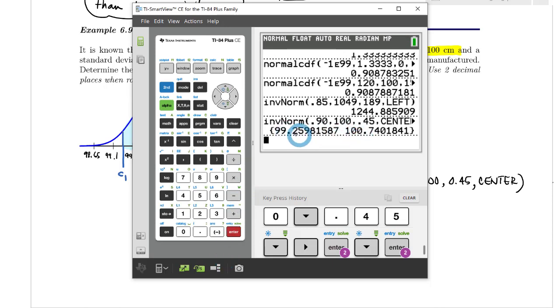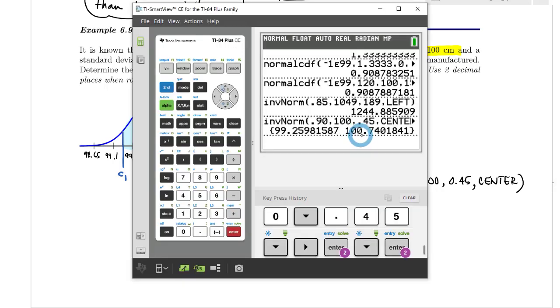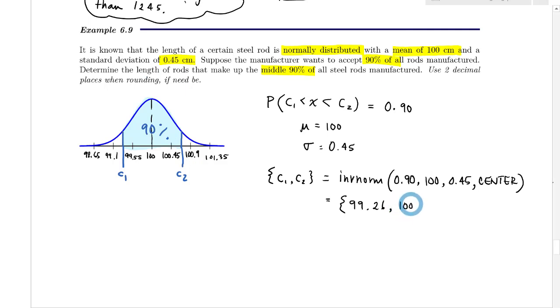Boom, boom. So C1 is 99.26, comma, 100.74. And so I'm just rounding to 2 decimal places as they asked in the directions. So here, if I wanted, okay, so these are the answers, right?